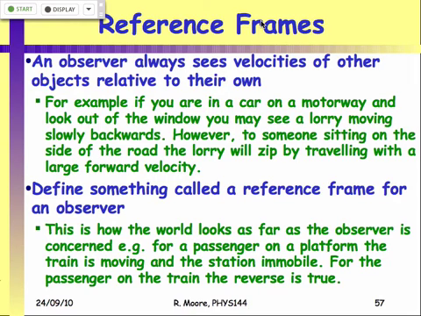It's 120 here, 110. So the observer on the side of the road, stationary, would see the lorry zip by, whereas you in the car would see the truck slowly moving backwards, right? And that's because you're in a different frame of reference to the observer standing at the side of the road. So we define these frames of reference as how the world looks according to an observer.